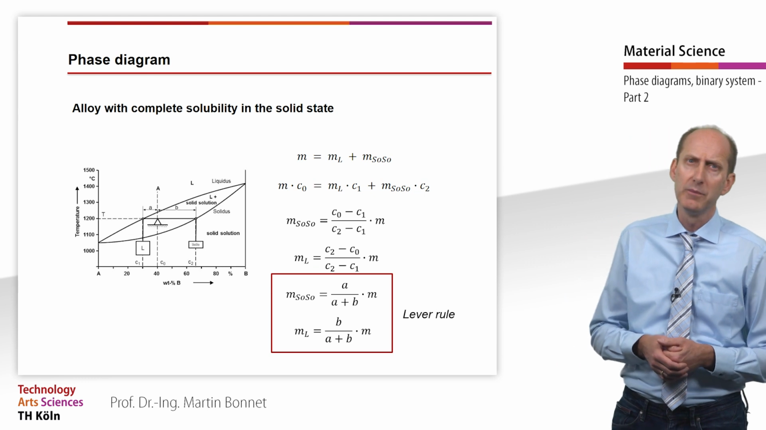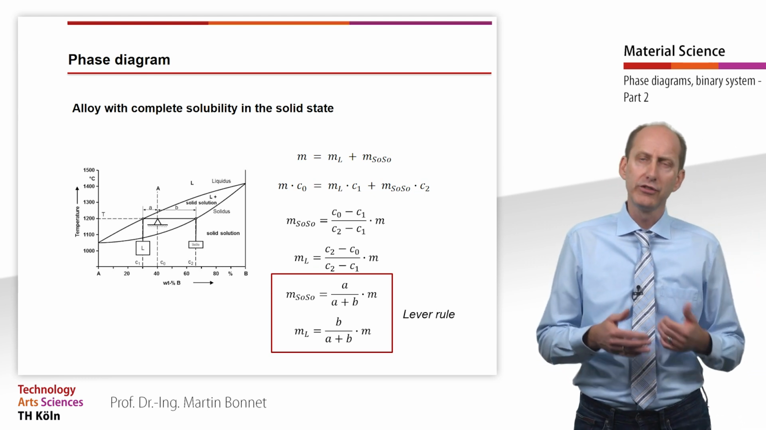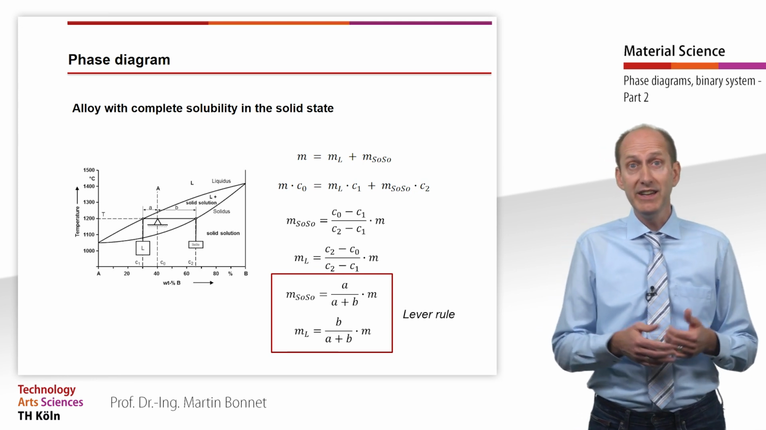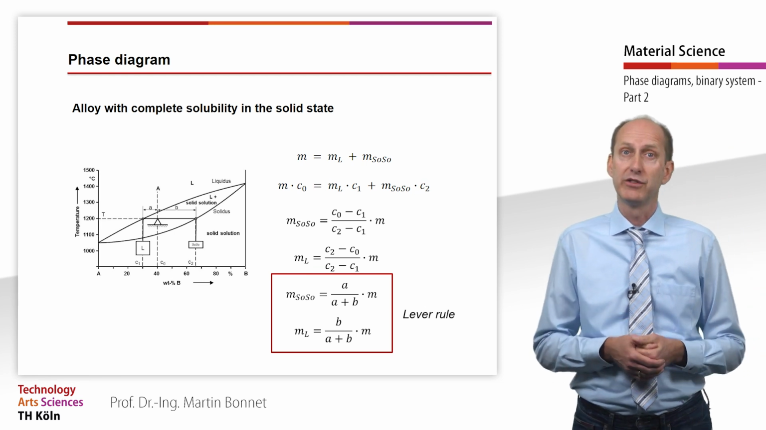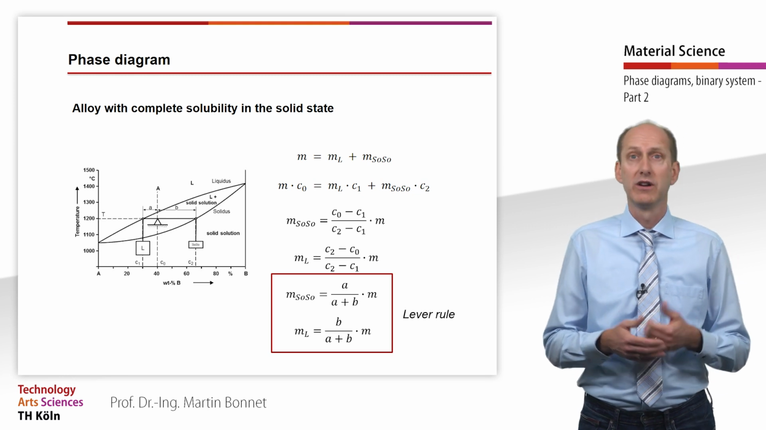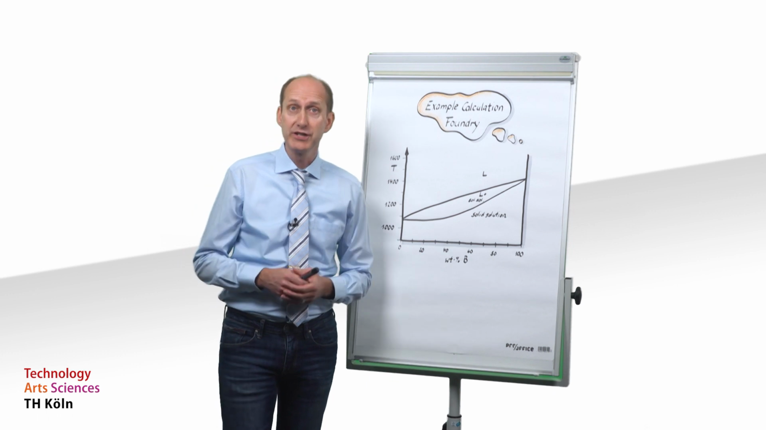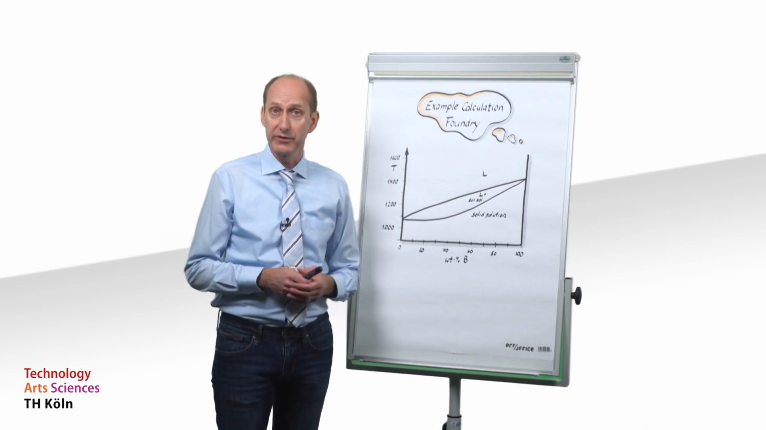According to the lever rule, a lever is in equilibrium when the sum of all torques applied to it is 0, so that it is easy to calculate the proportions of the existing phases from the total amount, when the lever arms are known or can be obtained from the phase diagram. Such considerations and calculations are often needed, for example, in foundries.